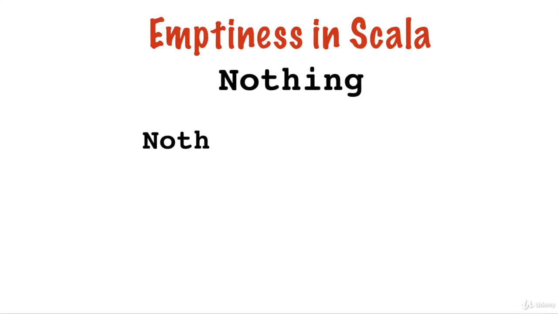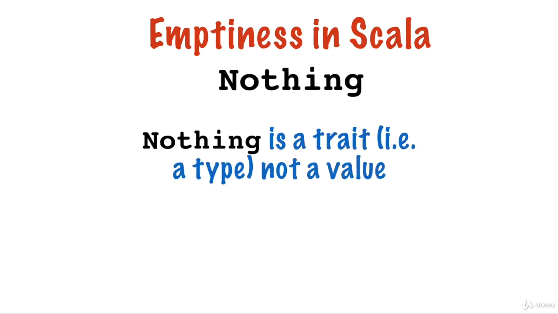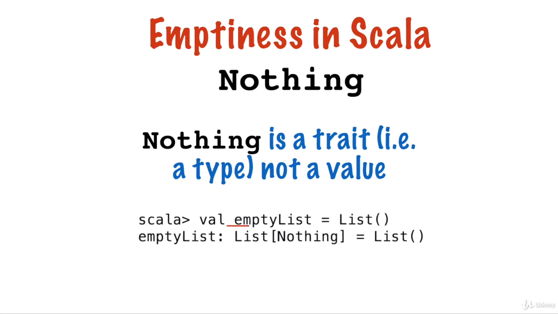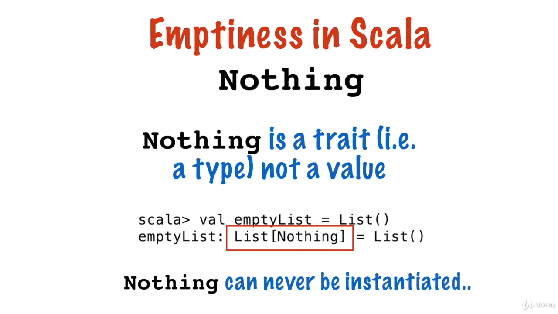Next up, let's talk about Nothing. Nothing is also a type, i.e. a trait. Nothing is not a value. Nothing is a type. It's a trait. You can loosely think of a trait as being a Scala interface. When you create a collection such as a list and it's empty, the type of that list is going to be a List of Nothing.